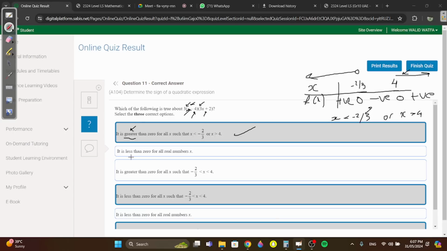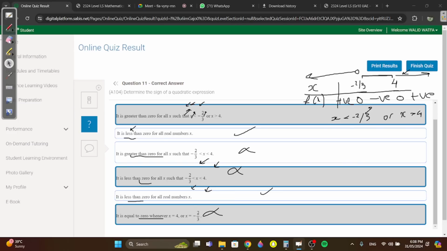So is this one correct? It's less than 0 for all real numbers x. That means it's always negative. Is it always negative? Obviously not. It's greater than 0 outside minus 2 over 3 and 4. Let's look between minus 2 over 3 and 4. Is it positive? No. It's less than 0 in between. Is it negative? Yes, it is. That's correct. Less than 0 for all numbers? No.